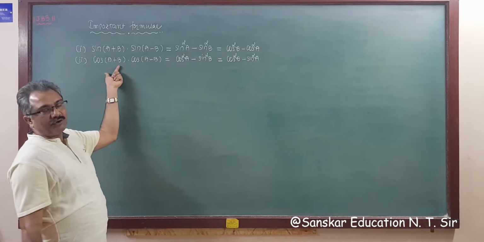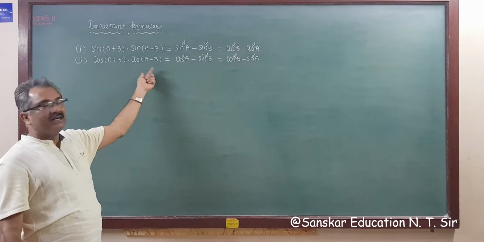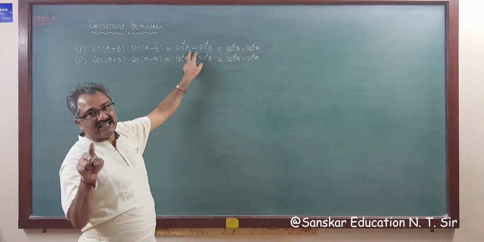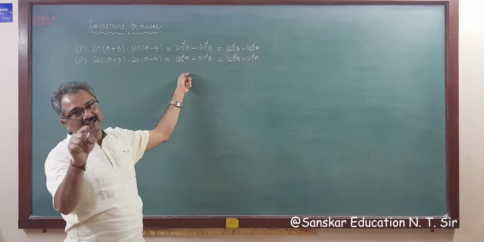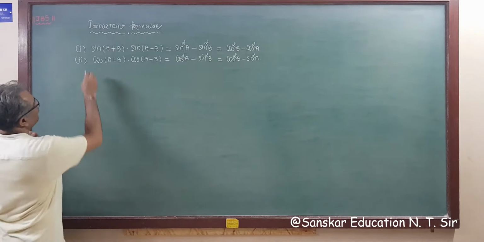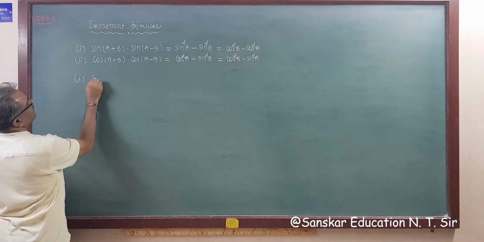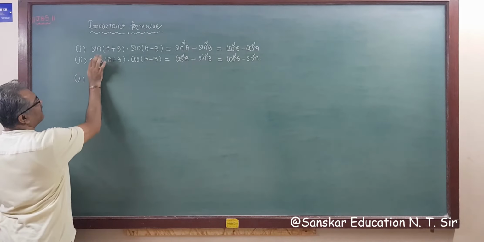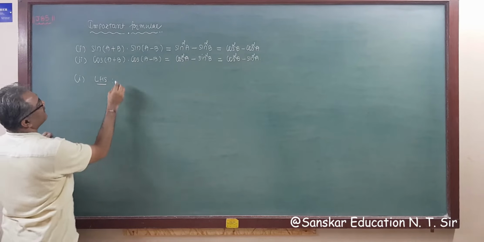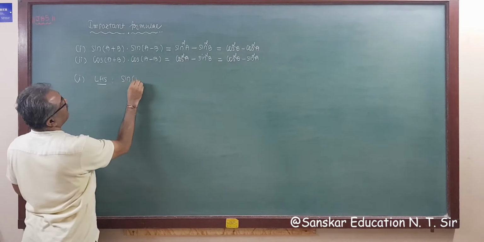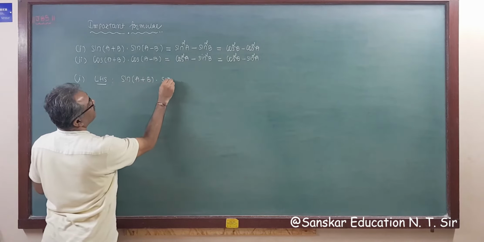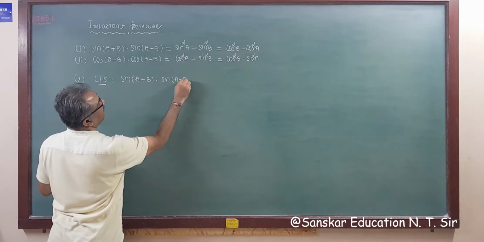And another one, cos(a+b) cos(a-b) is cos²a minus sin²b. In sine both are sine, but in cos, it is cos²a minus, for the second angle, sin²b, right? So we do the first formula. First is sine, we are taking the left hand side first. So the left hand side is sin(a+b) into sin(a-b).